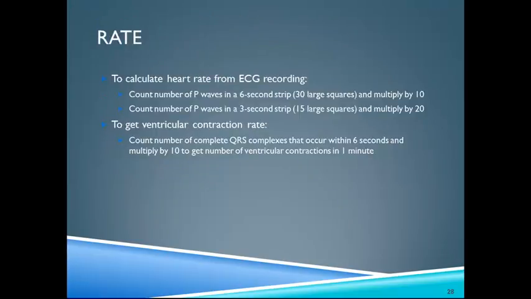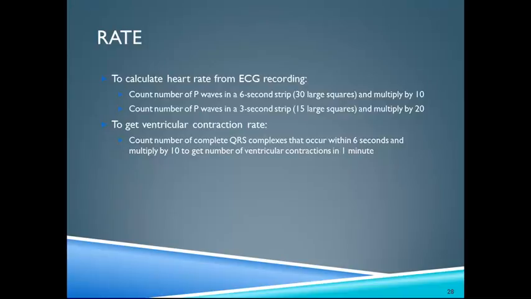Rate is the calculated heart rate from the EKG recording. Count the number of P waves in a 6-second strip, 30 large squares, and multiply it by 10. Or count the P waves in a 3-second strip, 15 large squares, and multiply by 20.